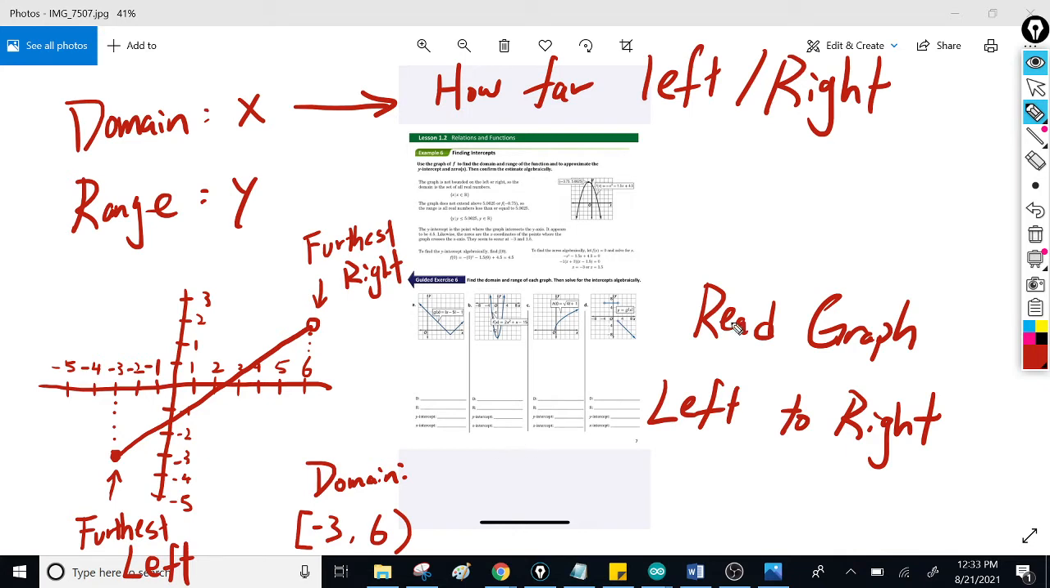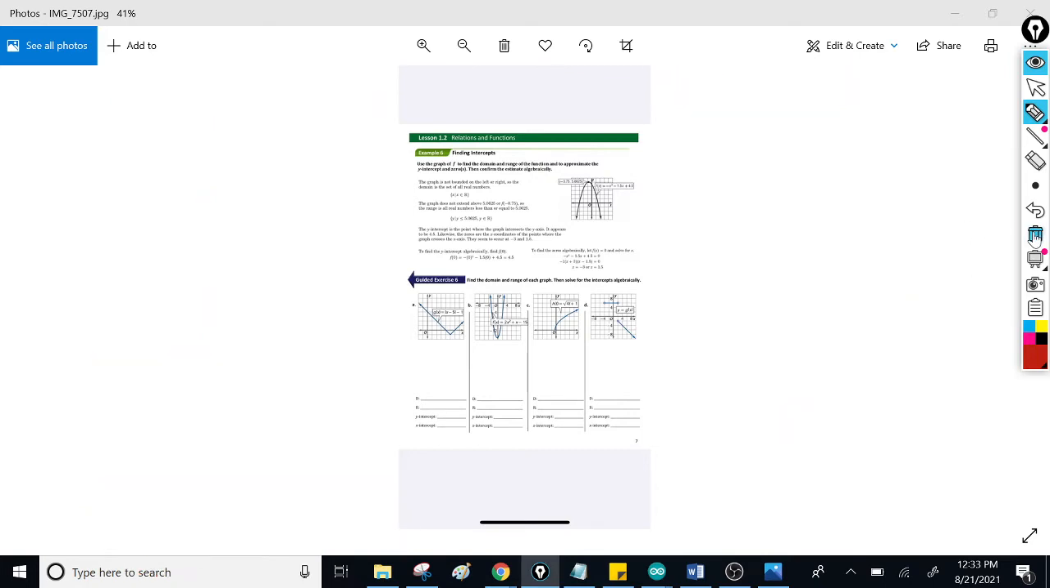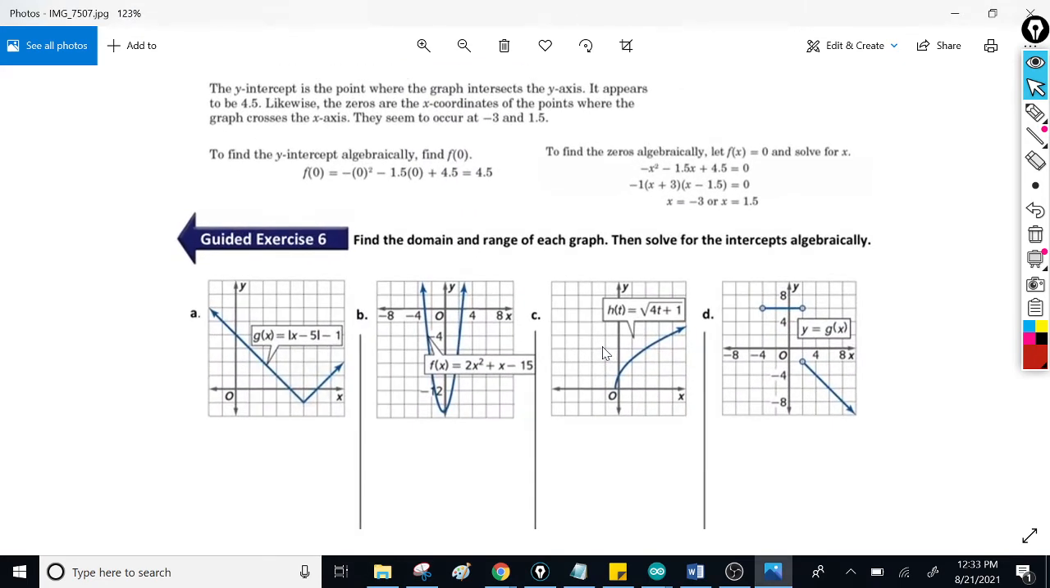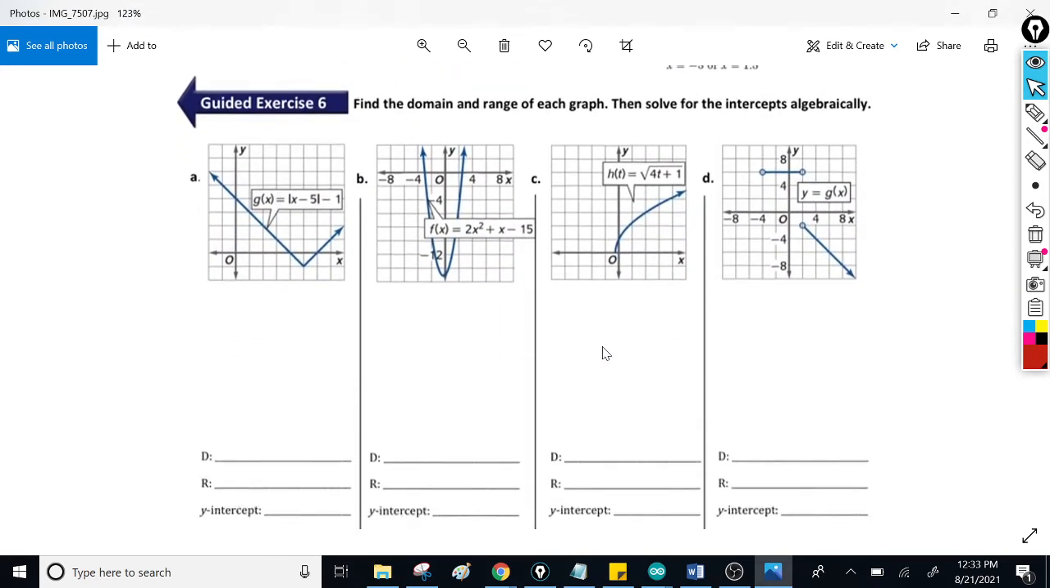So now let's take a look at the problems right here. Find the domain and range of each graph and then solve for the intercept algebraically. All right, so how about we go with the easy one? Let's look at this one right here. This line starts from the left. And if you see this arrow right here, that means the line will keep going on and on and on forever to the upper left. All right, it will never stop.